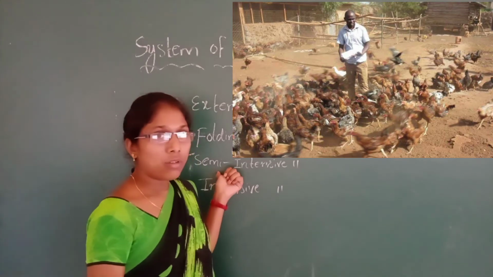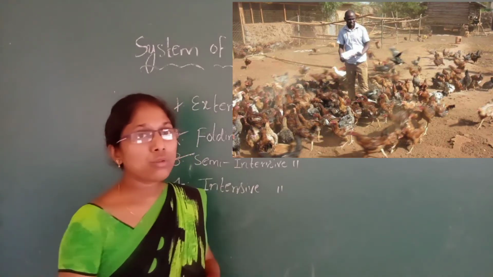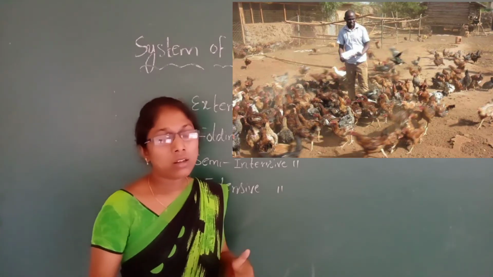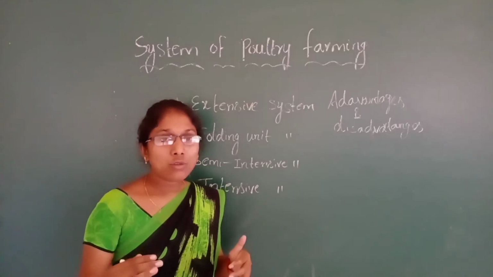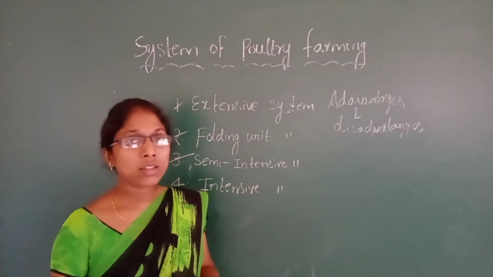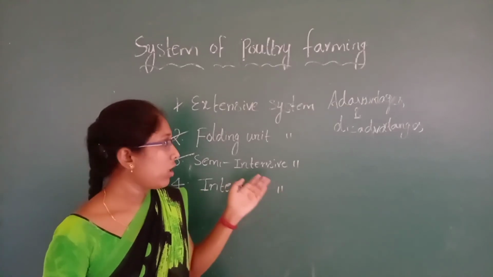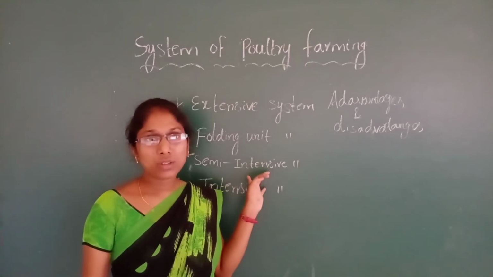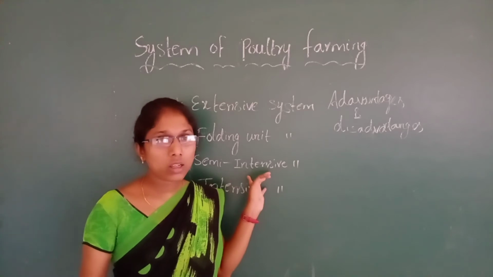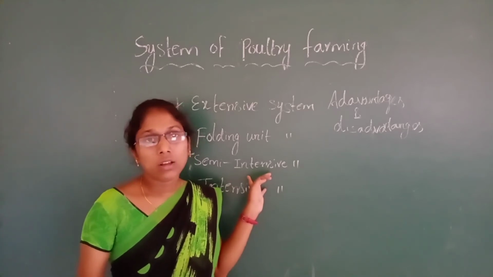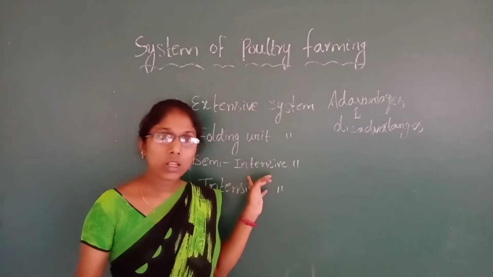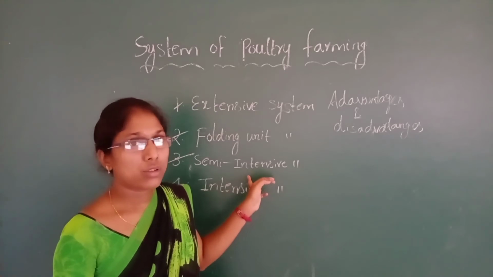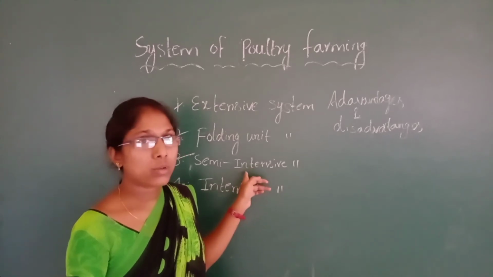So what can we observe in this semi-intensive system? We construct small sheds at our homes and rear hens in them. In the morning the hens go outside, roam the fresh grounds and eat the food available, and at night they are kept in the sheds, where they take artificial food. Both natural and artificial food are eaten every day. So this is the semi-intensive system.